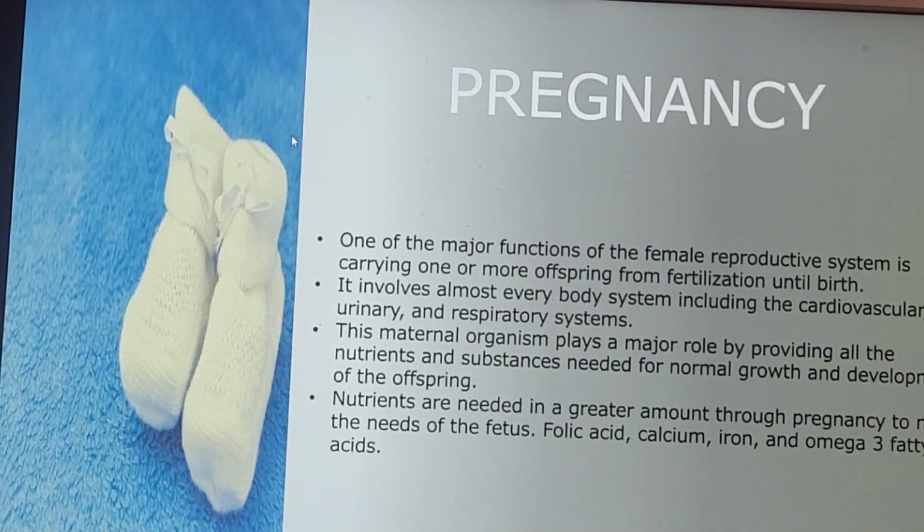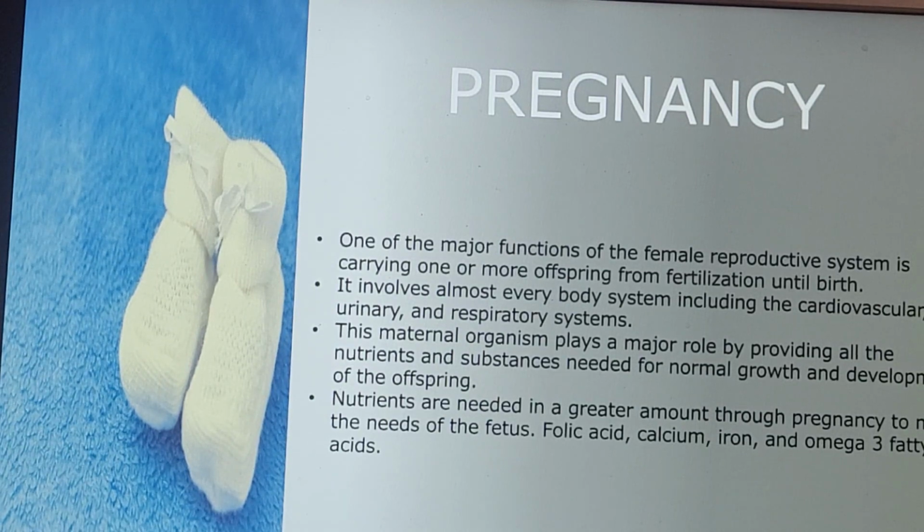One of the major functions of the female reproductive system is carrying one or more offspring from fertilization until birth. It involves almost every body system, including the cardiovascular, urinary, and respiratory systems. This maternal organism plays a major role by providing all the nutrients and substances needed for normal growth and development of the offspring. Nutrients are needed in a greater amount through pregnancy to meet the needs of the fetus: folic acid, calcium, iron, and omega-3 fatty acids.